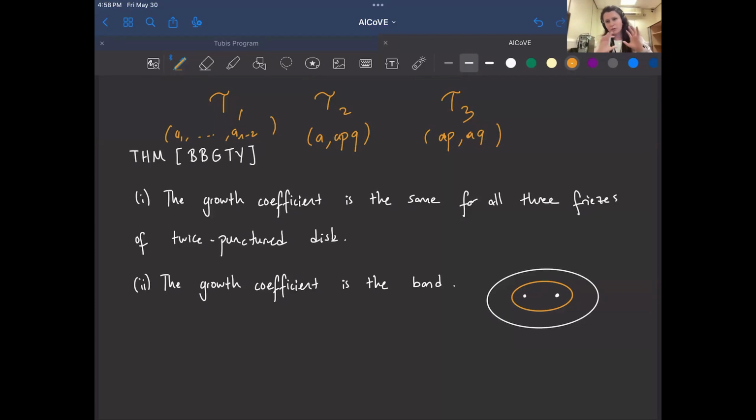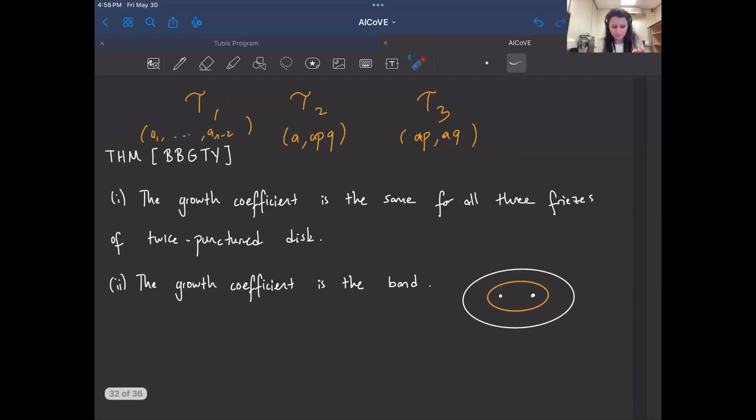So if you write these 3 different infinite Friezes with these Conway sequences, their growth will be the same. So for the twice punctured disk, for these 3 Friezes, we get this nice property. They have the same growth. And the growth also has a meaning in terms of the surface combinatorics. The value of this growth is really captured by this band around the 2 punctures.